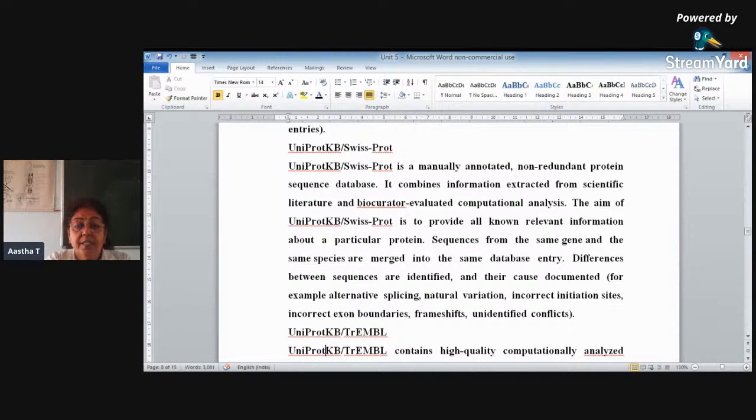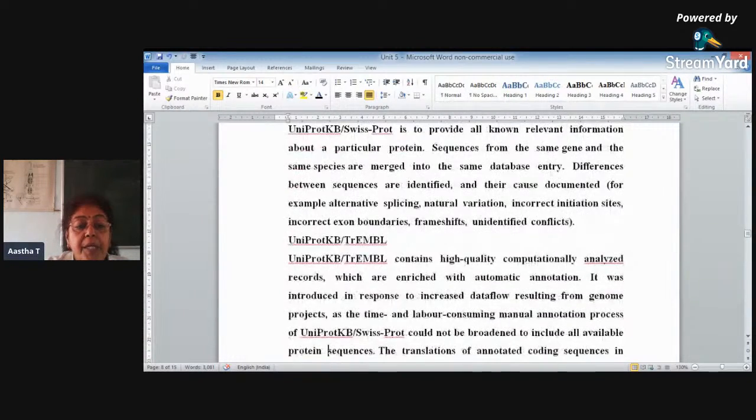So even if they are the same proteins, why is there a difference? The gene is the same, still the protein synthesis is slightly different. What is the reason behind that? That has also been incorporated and documented in UniProt KB or SwissProt.